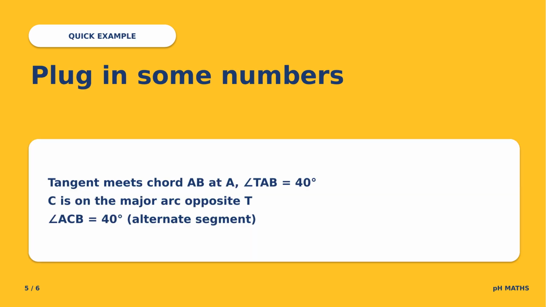Quick example: tangent T meets chord AB at point A. Angle TAB equals 40 degrees. C is on the major arc, the side of AB opposite the tangent. Then angle ACB equals 40 degrees too, by the alternate segment theorem. 3-line proof, 2 marks.